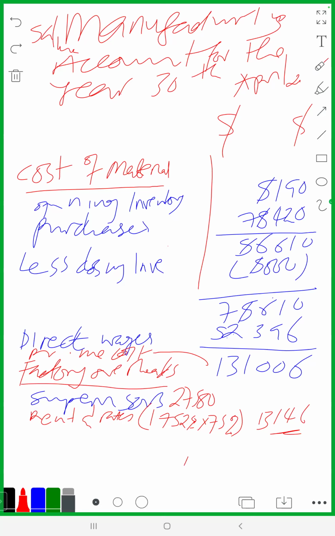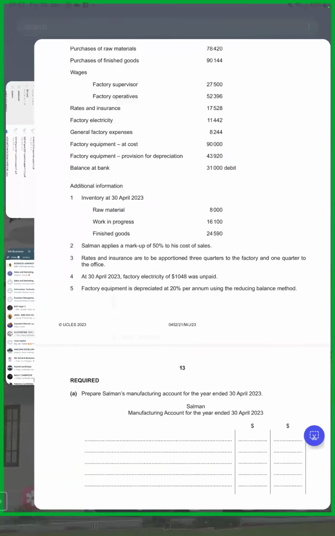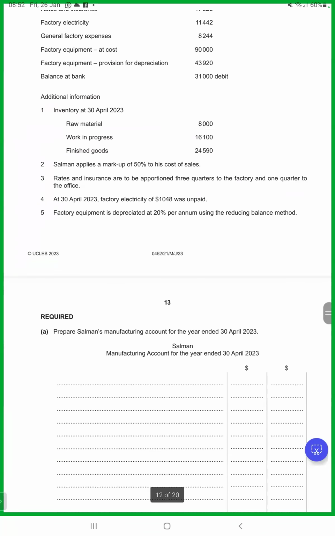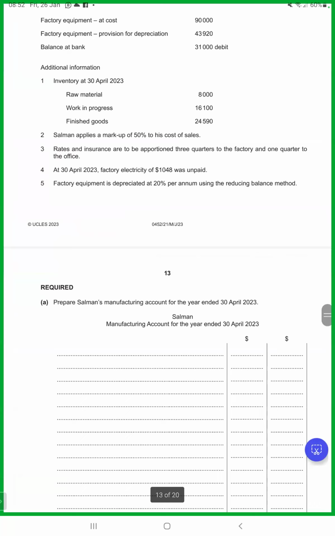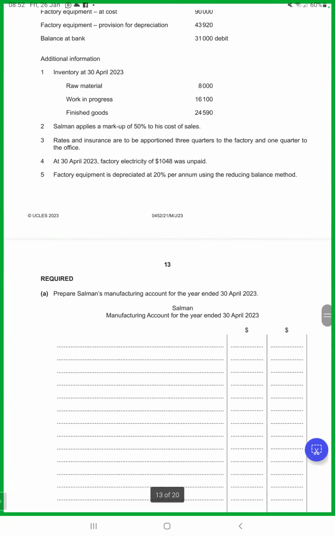We come to the factory electricity. Something is said about factory electricity, and we go down to the adjustments. Let's just check what is being said. What is being said about factory electricity in the additional information?